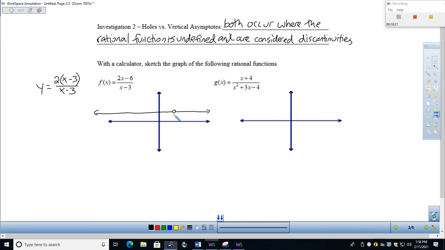Hope that makes pretty good sense. All right. Now I'm going to factor here, and let's see if you're getting the hang of this. So I'm going to factor this. It looks like it would be x plus 4 and x minus 1.